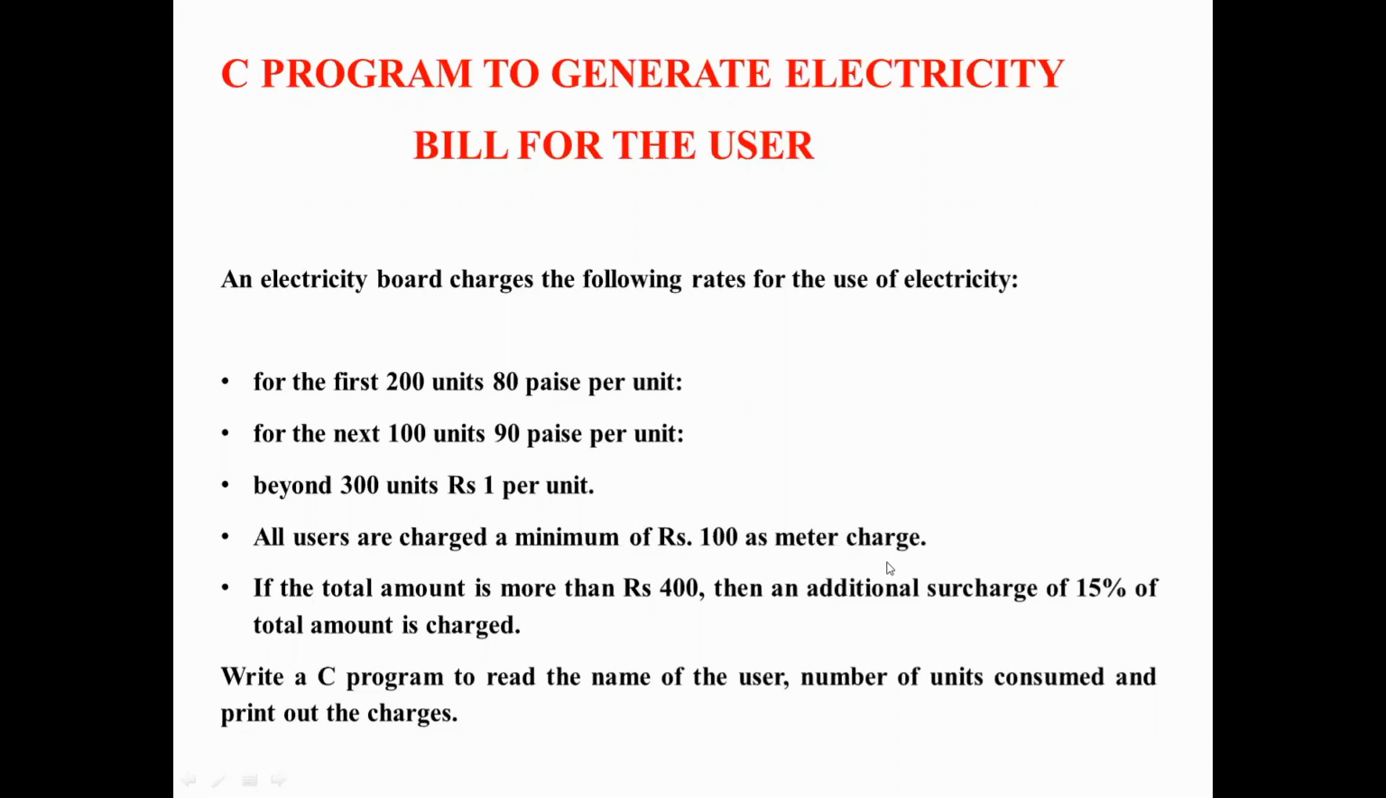This means that even if the number of units consumed is 0, a minimum meter charge of 100 rupees has to be charged to the consumer. Then with the total amount, we check whether it is greater than rupees 400. If it is, then we also need to add a surcharge of 15% of the total amount. So we need to write a C program to get the name of the user and the number of units consumed, and then print out the charges.